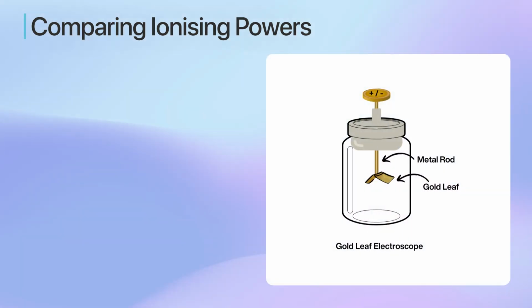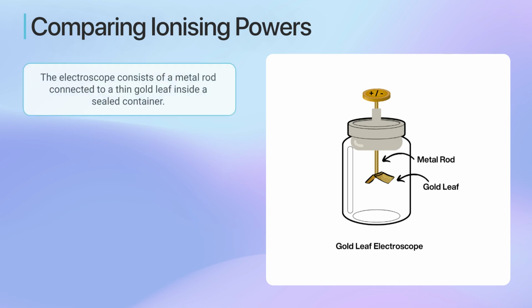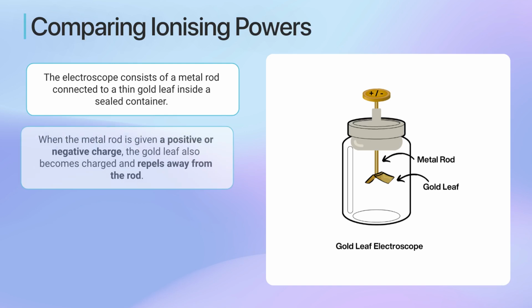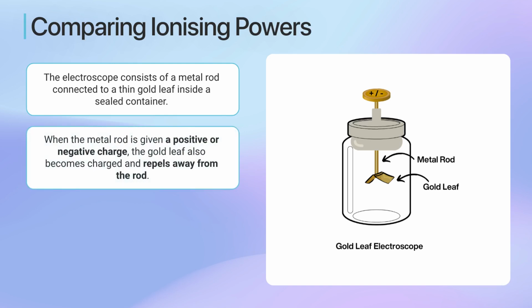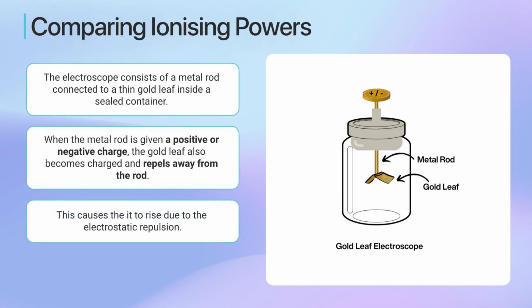To visually demonstrate the ionizing effect of radiation, we can use a gold leaf electroscope. The electroscope consists of a metal rod connected to a thin gold leaf inside a sealed container. When the metal rod is given a positive or negative charge, the gold leaf, being connected to the rod, also becomes charged and repels away from the rod, causing it to rise due to electrostatic repulsion.